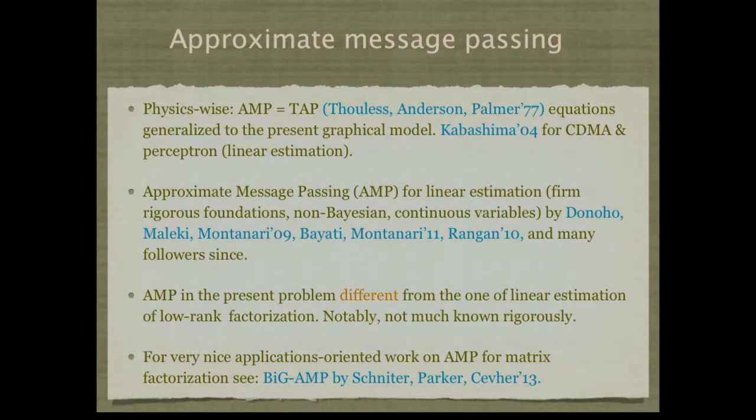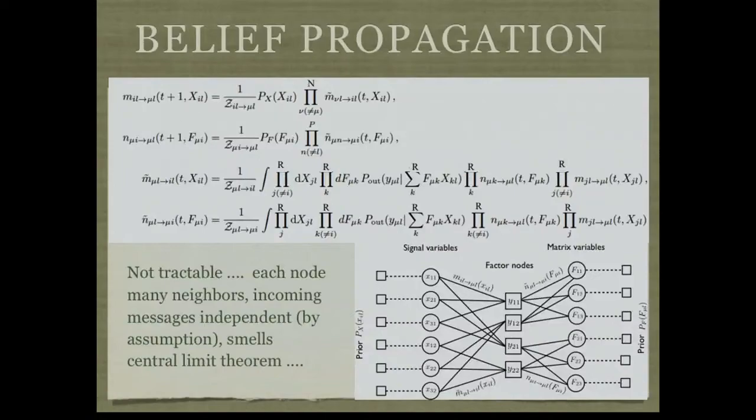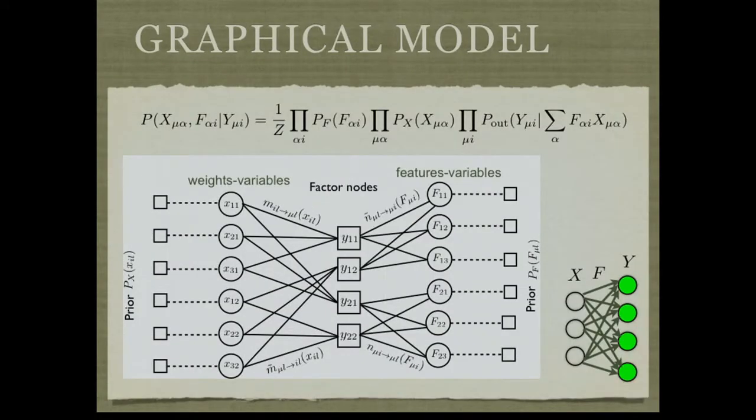Yes? In the factor graph, there is no interaction between f and x? Well, because they all come from y, through y, right? I mean, I should have the posterior here.